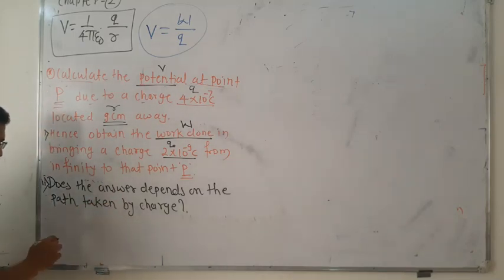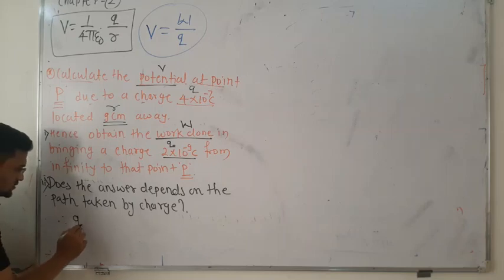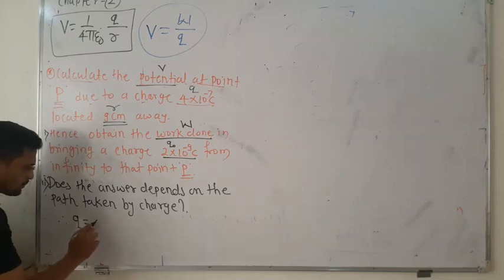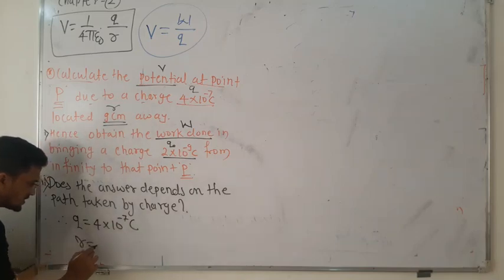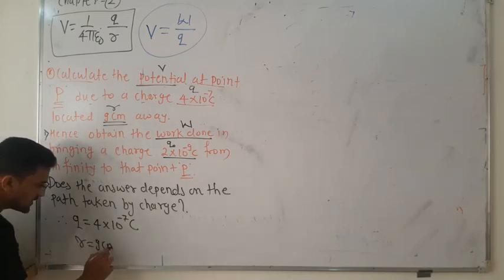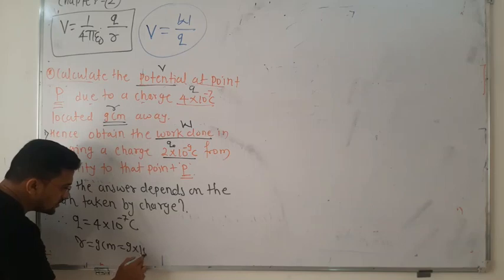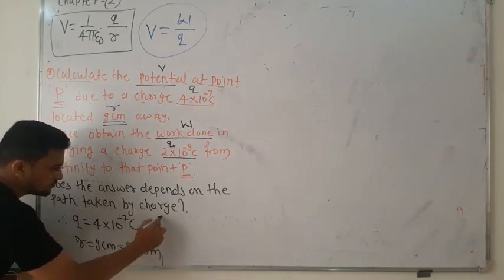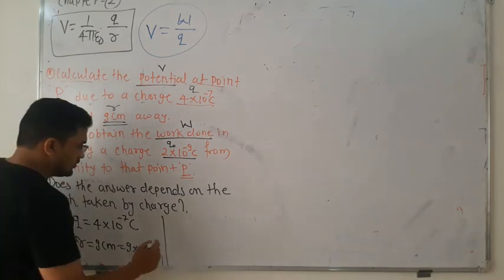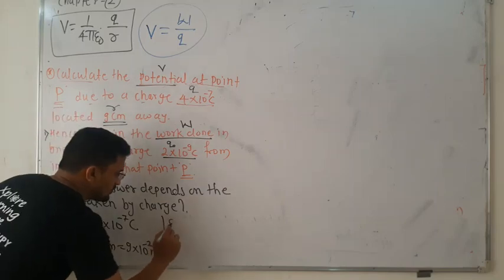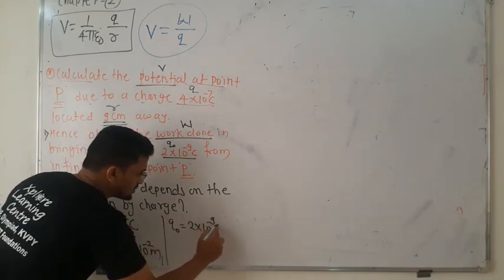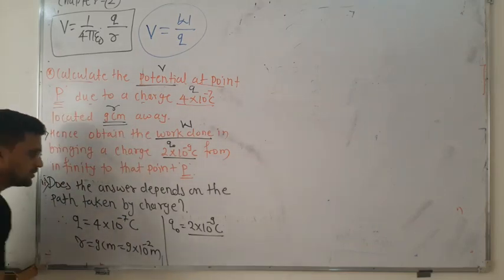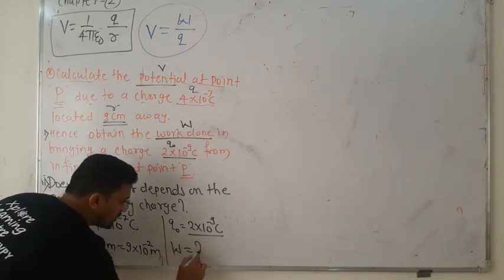So first, the given things. The main charge is given, 4 into 10 to the power of minus 7 coulomb. Distance r is 9 centimeter, that is 9 into 10 to the power of minus 2 meter, correct. And the test charge, q naught, we will take as 2 into 10 to the power of minus 9 coulomb. And you have to find out the work done also.